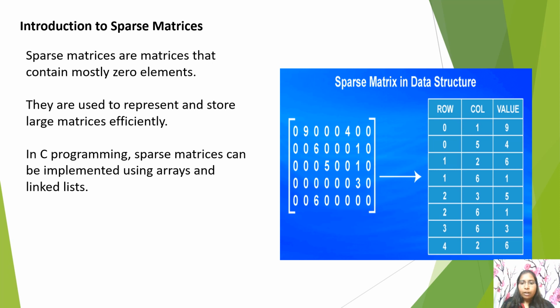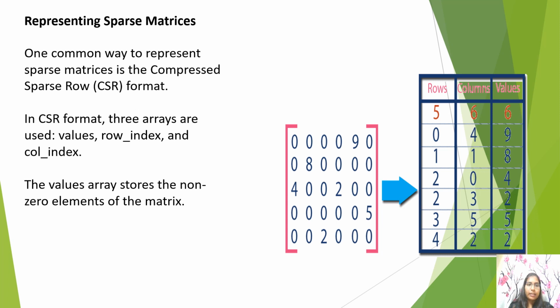And in row 4, column 2, value 6 is a non-zero element. Representing sparse matrices. One common way to represent sparse matrices is the compressed sparse row format. In compressed sparse row format, three arrays are used: values, row index, and column index. The values array stores the non-zero elements of the matrix.